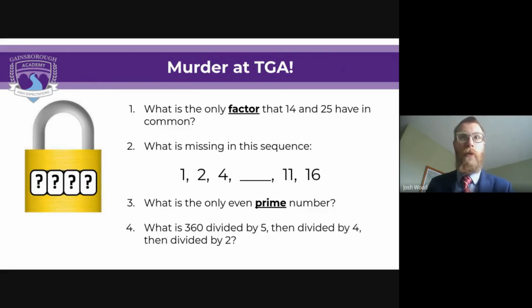So the first question is, what is the only factor that 14 and 25 have in common? So you need to think about what factors are and write them down. The second question is, what is missing in this sequence? So it goes 1, 2, 4, something, 11, 16. So think about how the sequence is changing each time.